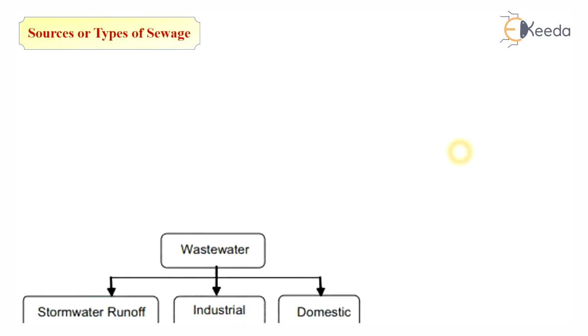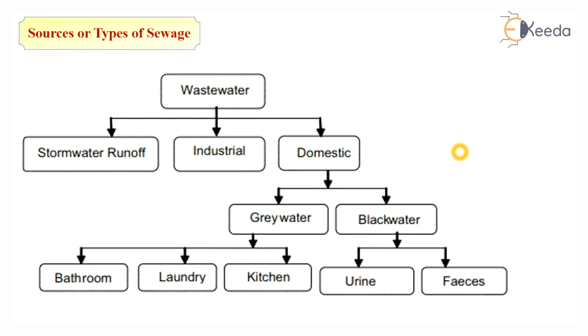Sources or types of sewage. Wastewater is classified as domestic wastewater, industrial wastewater, and stormwater runoff. Domestic wastewater is classified as grey water and black water. Grey water is the wastewater collected from bathrooms, laundries, and kitchens. Black water is the wastewater collected from urinals and water closets, in terms of urine and feces.